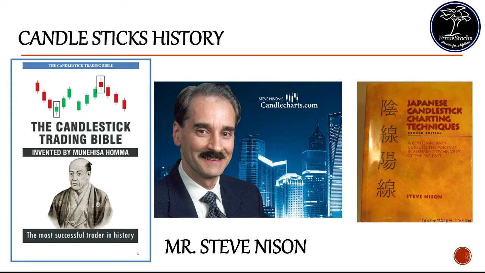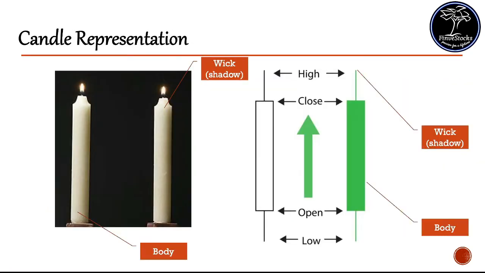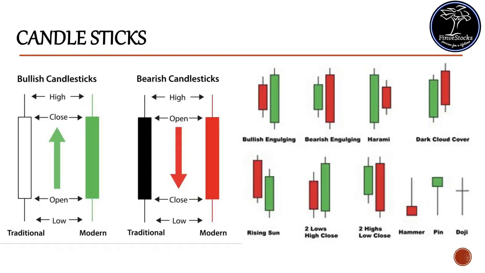They were introduced to the Western world by Steve Nison in his book Japanese Candlestick Charting Techniques, first published in 1991. Candlestick charts use the same price data as bar charts, like open, high, low, and close. However, candlestick charts are drawn in a much more visually identifiable way, typically resembling a candlestick with wicks on both ends. The high and low are described as shadows and plotted as a single line. The green candle shows bullish, whereas the red one shows bearish.